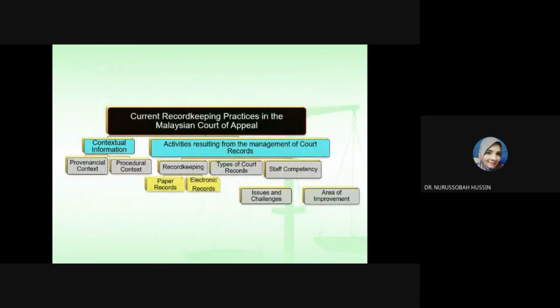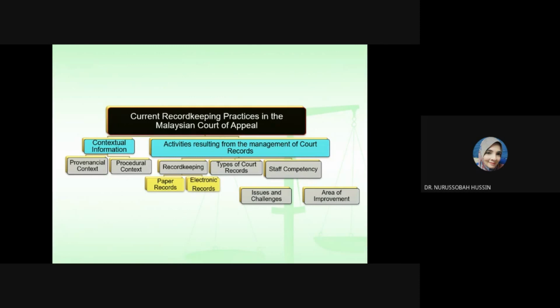Okay, so in conclusion, when we're talking about contextual information, it means that we focus on the providential context, the mandate, the vision, mission, and the strategic planning, the administrative structure, and so forth. And then we focus on the procedural context in terms of what procedures are available in that organization in terms of records management. Do they have a retention schedule? Do they have a security policy? Okay, do they have the classification system, coding system, and so forth? So these are the things we need to investigate.